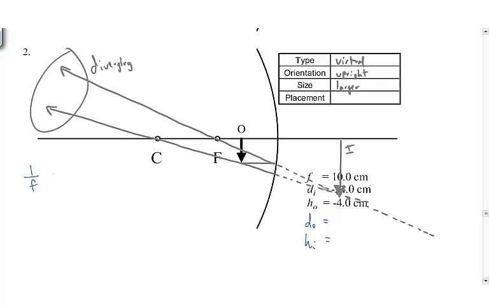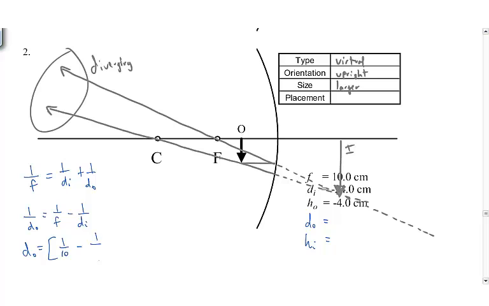So starting with 1 over f equals 1 over di plus 1 over do, I'm going to solve for do in this case, the distance to the object. So for 1 over do, I'm going to take the 1 over di and subtract it from both sides. So I'm left with 1 over f minus 1 over di. So for do, I'm going to again take the inverse of both sides.